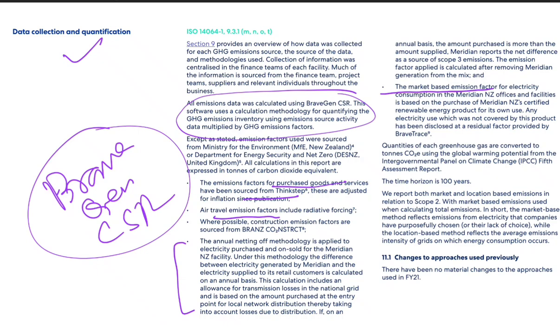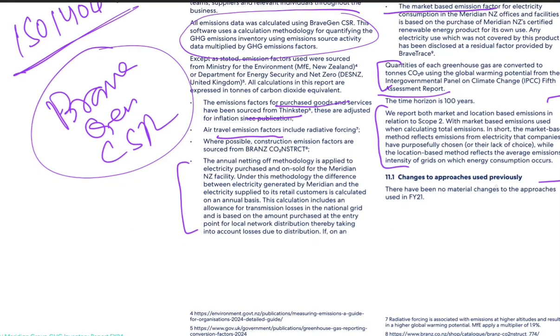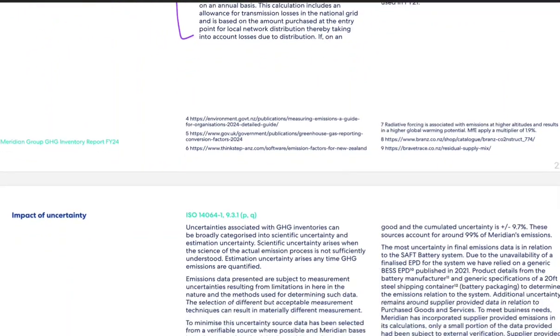Market based emission factor of electricity consumed, market based also defined very clearly. Also following the IPCC 5th assessment report here, so this information also captured. So those who are understanding the report, they can understand what are the audit criteria and audit checkpoints related to ISO 14064 also. Yeah, so they can learn a lot from this thorough analysis of this report basically. Yeah, then changes to approach used previously, what is the changes happened, it is also captured here, no material changes.